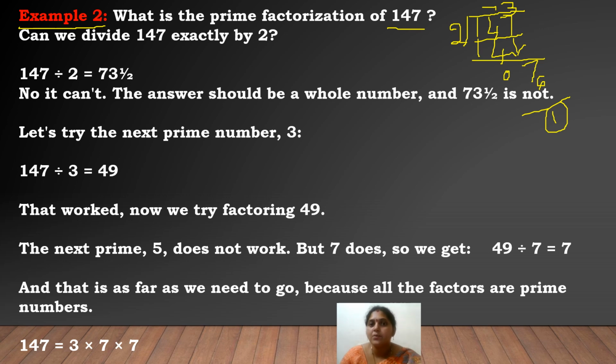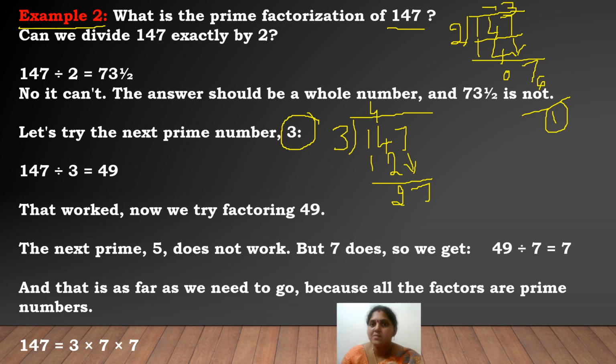So what we have to do? We have to try with our next prime number. What is our next prime number? Yes, our next prime number is 3. Now we have to see whether 147 is divided by 3 or not. Can we check it? We'll check it. 3 fours are 12. So what is remaining here? 2 is remaining. Carry forward 7.